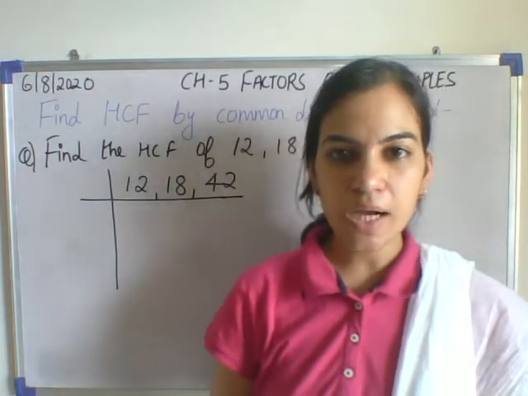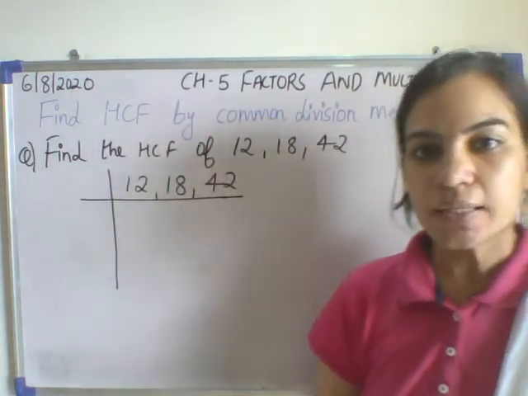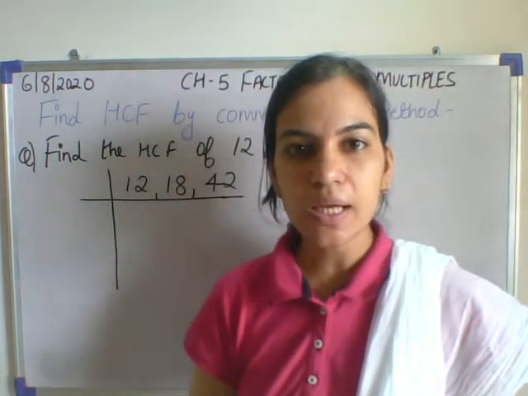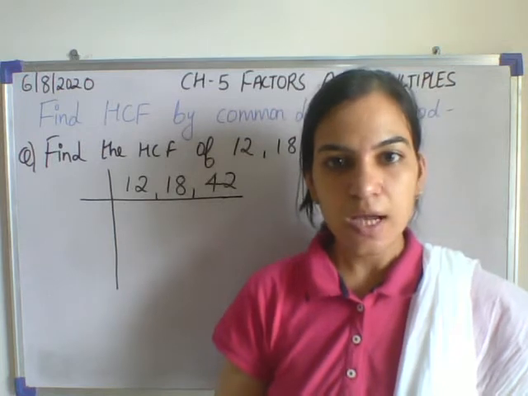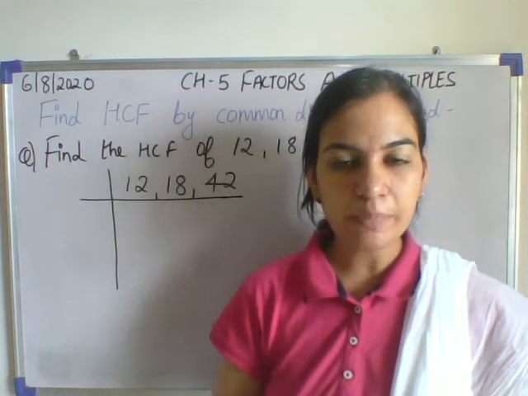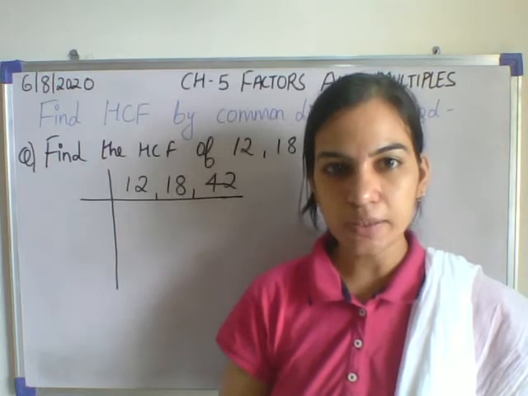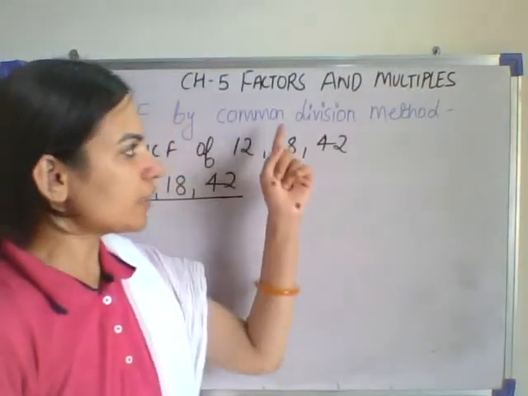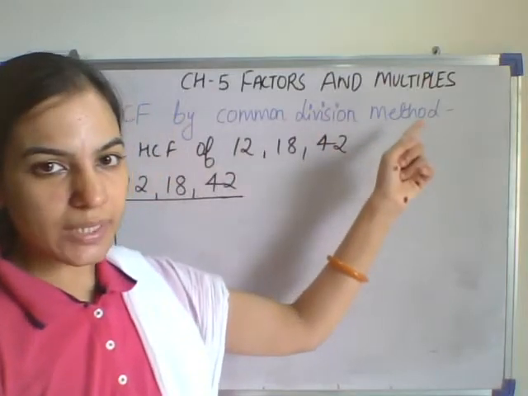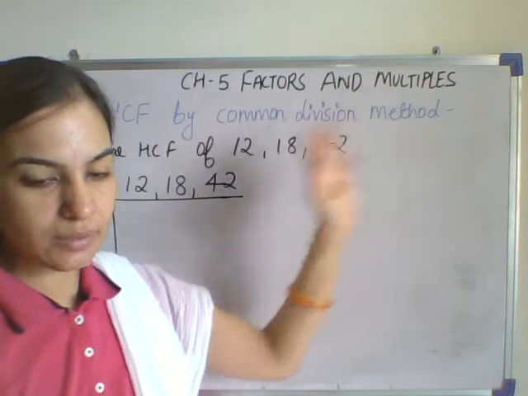Today we will be continuing our chapter number 5, that is factors and multiples. In the previous class we started with the HCF. HCF was the highest common factor. I told you the method of prime factorization, the factor tree and the continuous division method. Today we will be starting with the common division method. You can find the HCF by using the common division method.